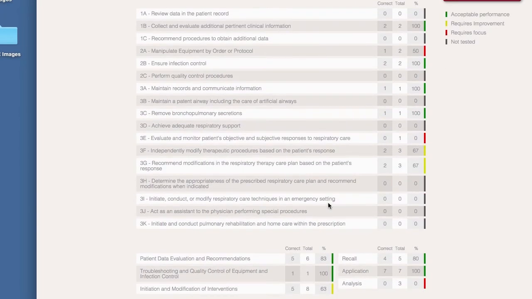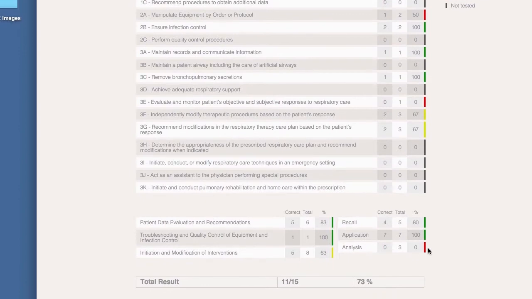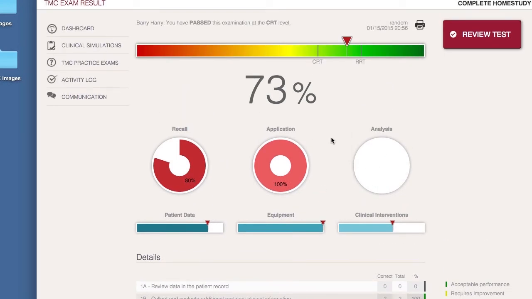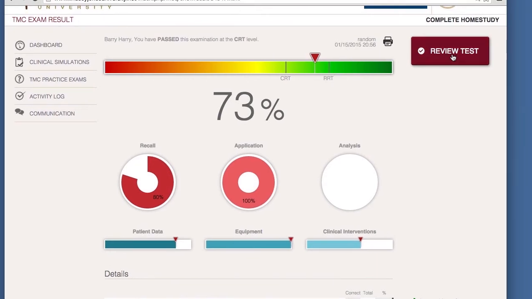And then you can further come down here and see how you did. See how I really scored poorly in analysis. And you can see that up here that I got 0% there. So you can see that. Now, to review the exam, all you have to do is press this button here.